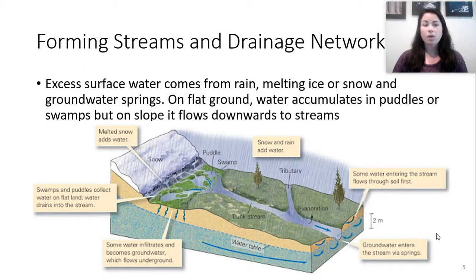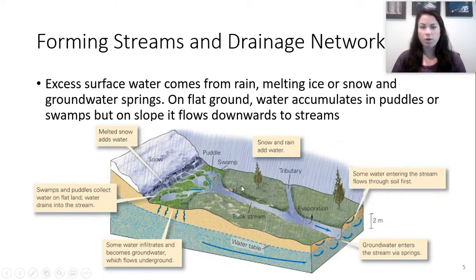So how do streams form? Well, when we have water that comes off of melting snow or from rain, and even sometimes groundwater springs, it accumulates and it puddles. And when it exceeds that, then it flows. So if we just have a lake or something, those are the bounds of that body of water. But if we also have a slope change, this is when we have water that moves from one direction to the other. And this is where we get drainage networks, and this is where we get the formation of streams.